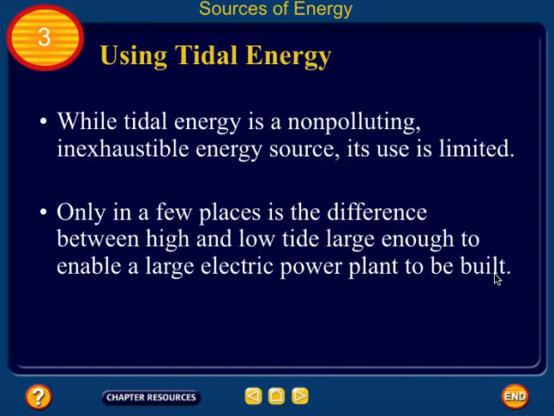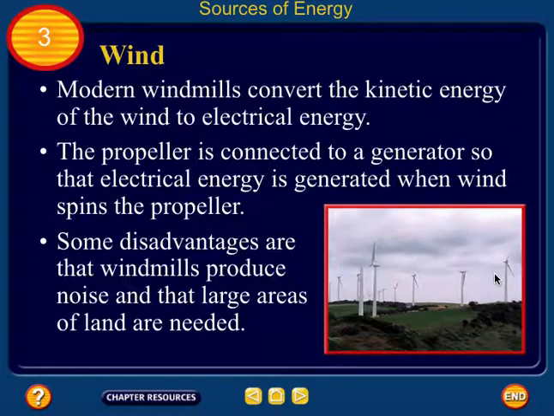While tidal energy is a non-polluting and inexhaustible energy source, it is limited. Only in a few places is the difference between high and low tide large enough to enable large electrical power plants to be built, and it only is producing electricity when it's high and low tide, when there's that change taking place. It's not like it can constantly produce electricity regardless of what time it is or what the circumstances are where the tide is.